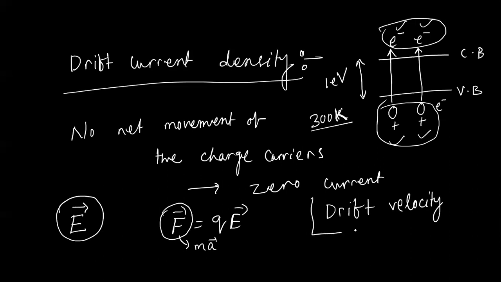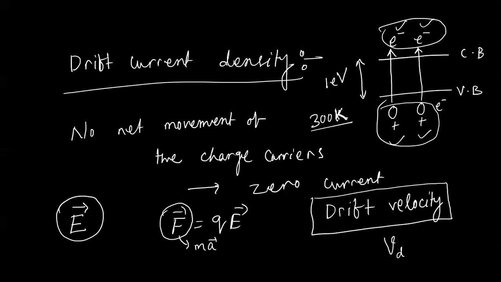So what do you mean by drift velocity? This is the average velocity gained by the charge carriers because of the applied electric field. Okay, so this is what we said, drift velocity. We can mathematically denote it as V for velocity and D for drift, so V_d. Let us now see the mathematical treatment of this drift velocity.